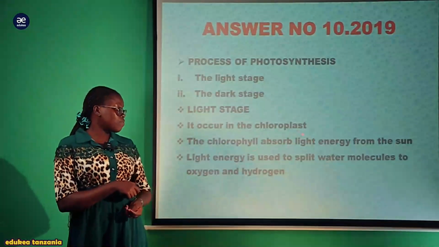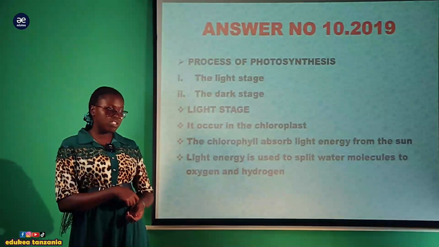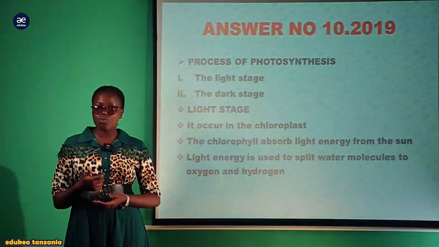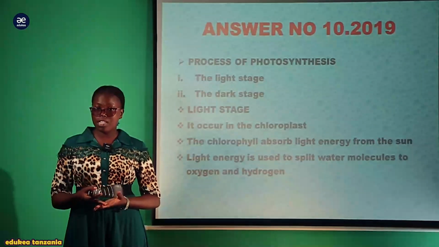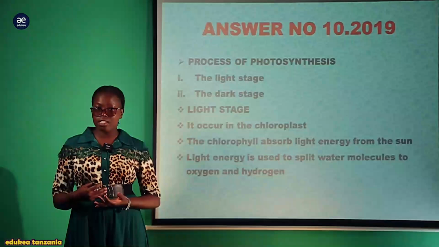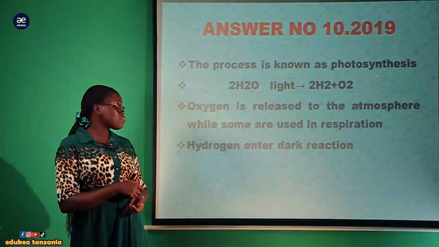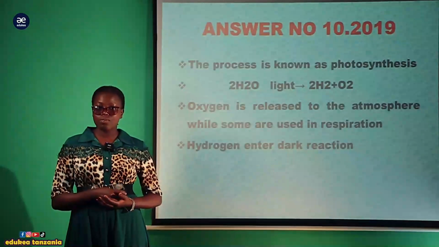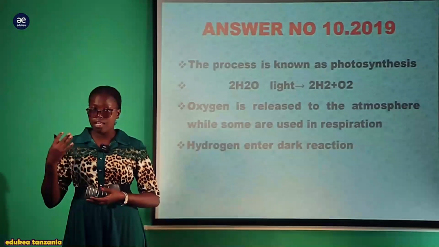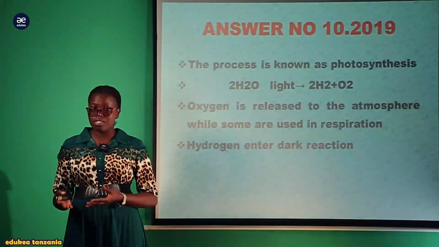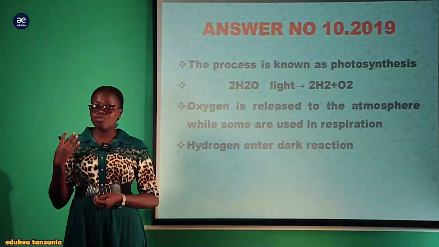The chlorophyll absorbs the light energy from the sun, and this light energy is used to split the water molecule to form oxygen and hydrogen. The process is known as photolysis. That's why the splitting of the water molecule by the use of sunlight, the breaking down of this substance, uses the photon, or the light, to split the water molecule.